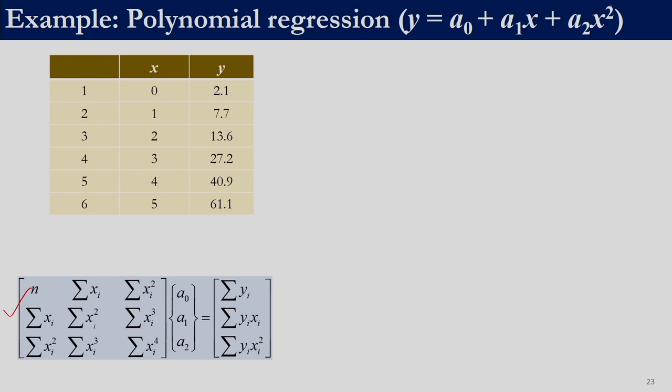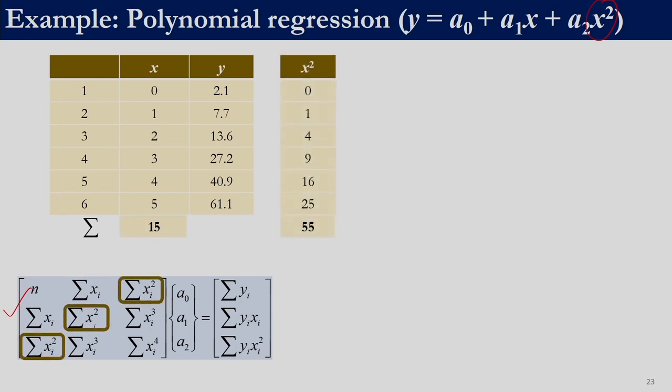So the model involves only up to the square term, y is equal to a0 plus a1 x plus a2 x square. The number of data points is 6. Summation of x is required, which is 15. Summation of x square is required. Again, it is not 15 into 15. Each element has to be squared and then summed up. That will be required in these 3 places.